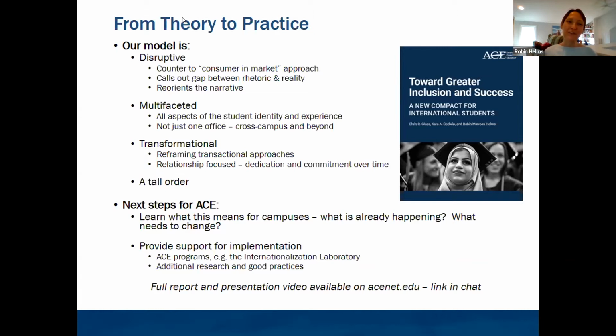And so really for ACE, some of our next steps are learning what this means for campuses. Part of that is the conversation we'll have today. What's already happening on campuses? What are we doing well? And what does need to change? And then ACE hopes to provide support for implementation as well through some of our own programs like the Internationalization Laboratory, and then additional research and good practices that build on this work.